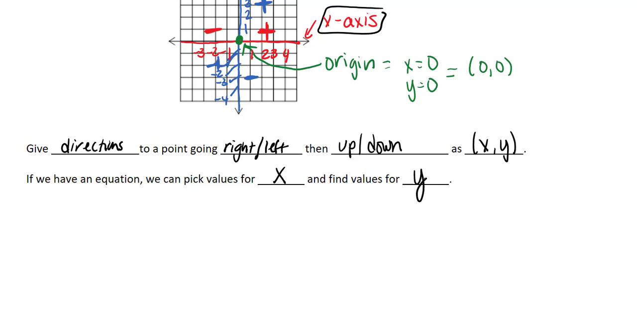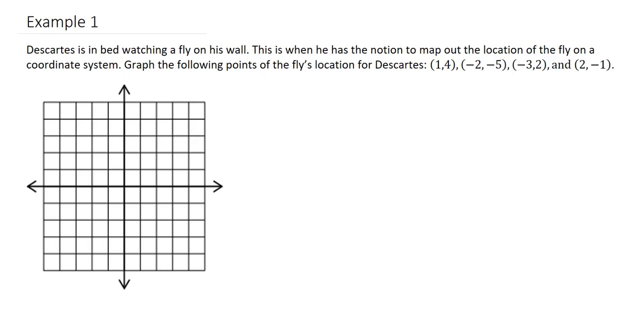So now let's go over the examples. Example 1. Descartes is in bed watching a fly on his wall. This is a true story, by the way. This is when he has the notion to map out the location of the fly on a coordinate system. It kind of just came to his head. And so we're going to graph the following points of the fly's locations for Descartes.